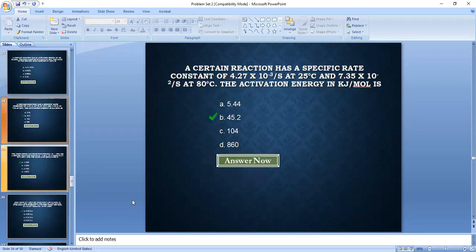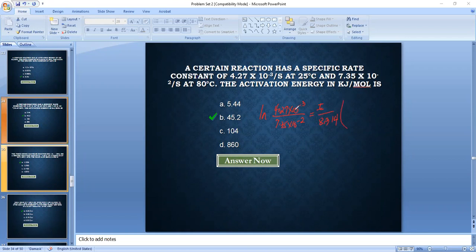A certain reaction has a specific constant of 4.27 times 10 raised to negative 3 per second at 25 degrees Celsius and 7.35 times 10 raised to negative 2 per second at 80. This time, it's the activation energy that you need. The same formula. So you will have ln of 4.27 times 10 raised to negative 3 over 7.35 times 10 raised to negative 2. This would be equated to the activation energy over 8.314.